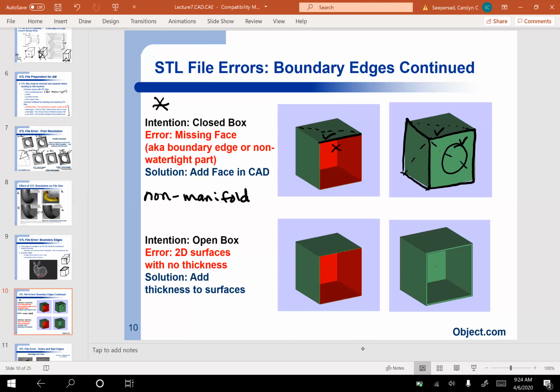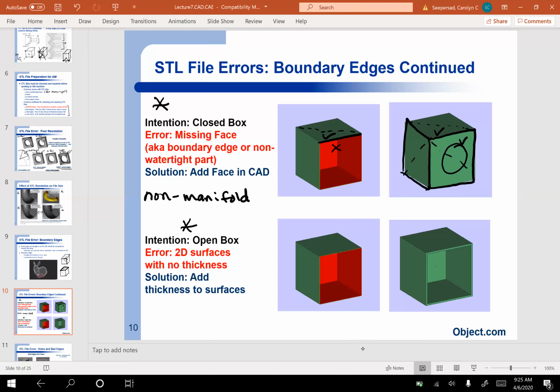If your intention was to build an open box, like a cardboard box with an opening on the top, there's still a problem with this file, right? So let's look down here. The error is that you've got 2D surfaces with no thickness, right? You've built a surface that is infinitely thin. And so again, the machine can't build this because it needs finite thickness, right? Imagine a desktop FDM machine trying to build a box with an infinitely thin wall, right? Usually the process planning software just takes that feature completely out of the build, and it's not there at all.